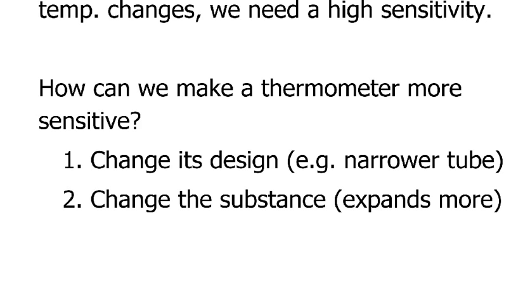All right, the second option is you could change the substance that you put into the thermometer. Maybe a different substance is going to expand more than some other substance. So if you can find a liquid that expands more than some other liquid, that would be a better choice if you want high sensitivity. Okay, so basically you can change the design of the thermometer so that the same liquid moves further for the same temperature change, or you can change to a different liquid that moves further on its own. It just expands more as a property of that liquid.